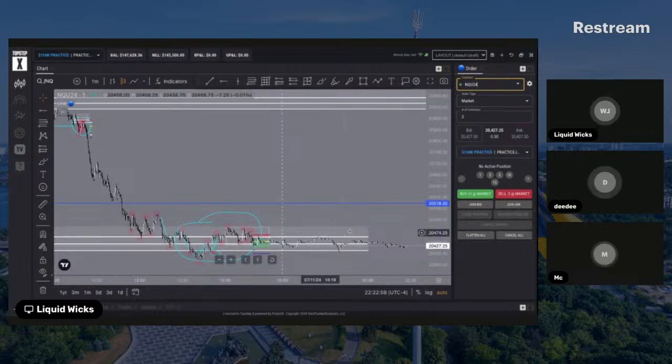Nasdaq still. I hate that I made it late today. My phone's been acting up all day. I didn't even get the notification that you guys were in till later.